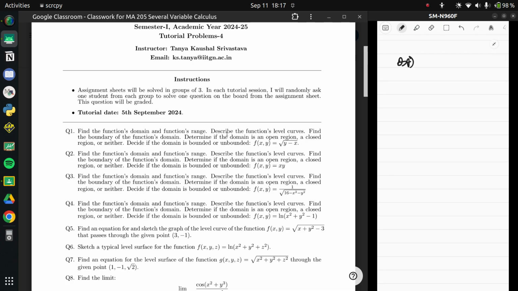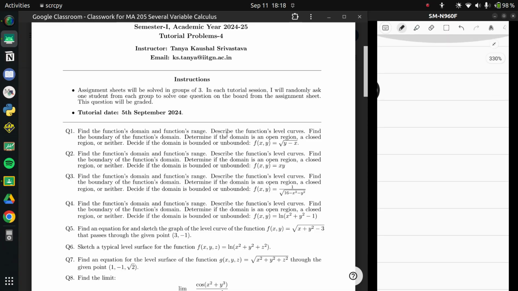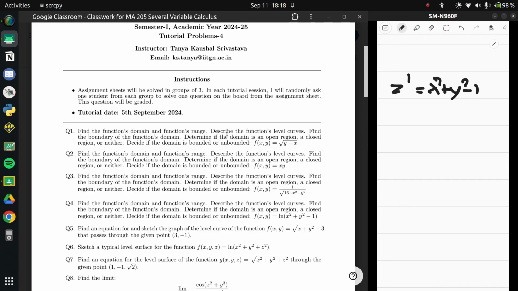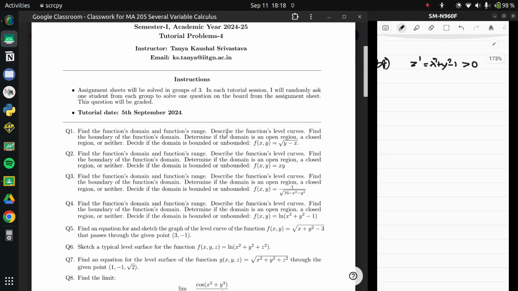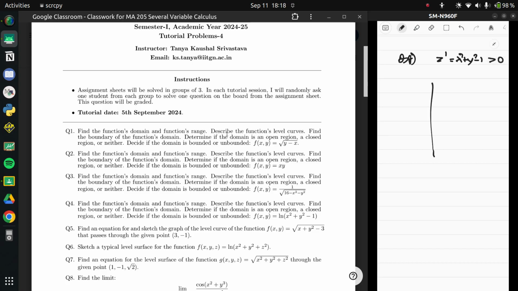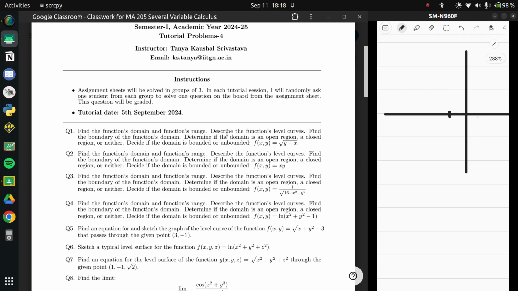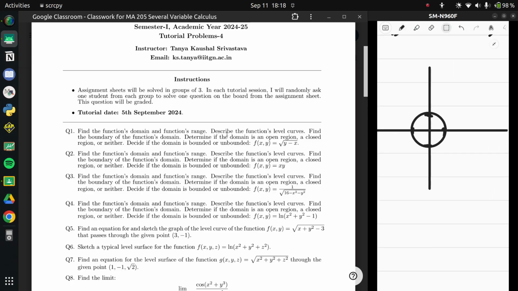Question 4 is find the function's domain and range, and describe the function's level curves. It's the same thing again and again. So sure, what we'll do is just have this z dash thing. Z dash is just x squared plus y squared minus 1. This has to be bigger than 0. 0 doesn't make sense, so it's strictly bigger than 0. So we'll just put a 1 over here. Alright, that's how it works.